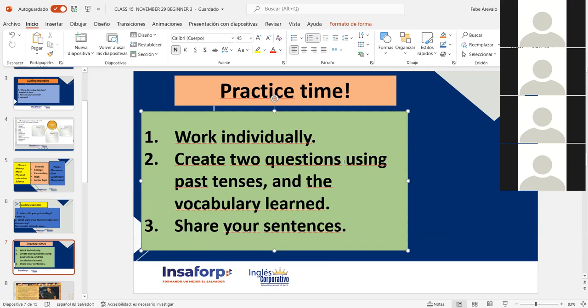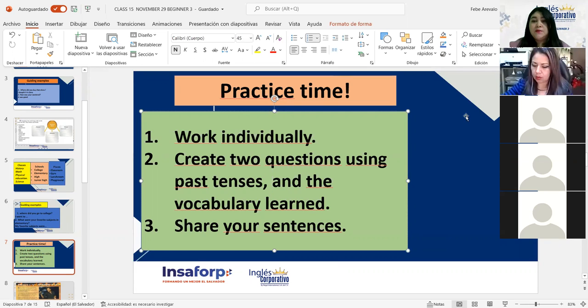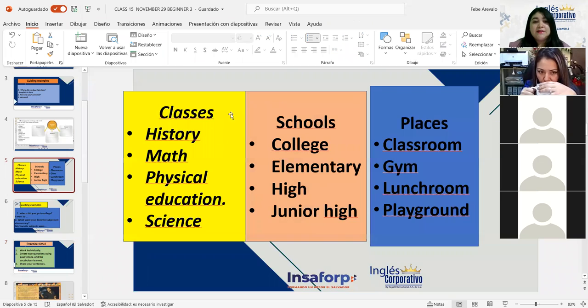Cuando ustedes ven que dicen using past tenses, se refiere a que ustedes pueden utilizar ya sea el simple past o el past of be. Ustedes deciden de acuerdo a lo que quieren preguntar, right? Claro está, tiene que ser con este vocabulary, right?